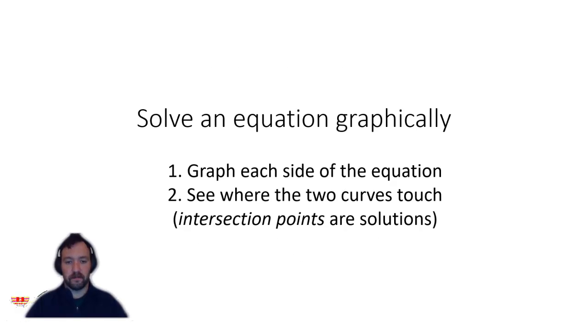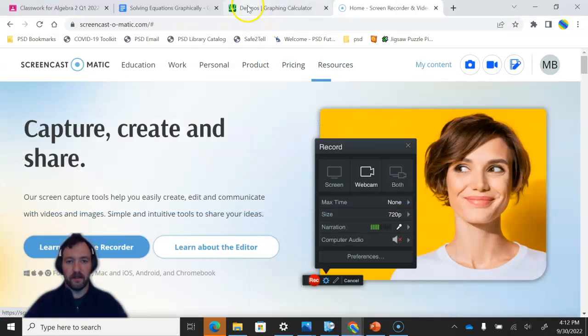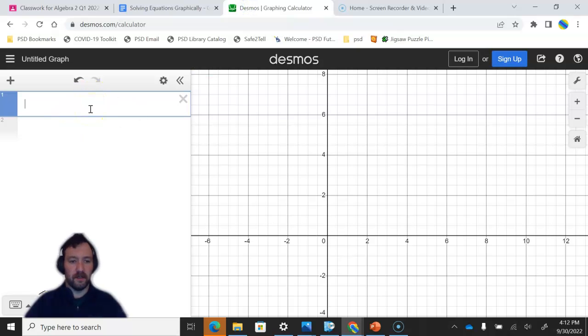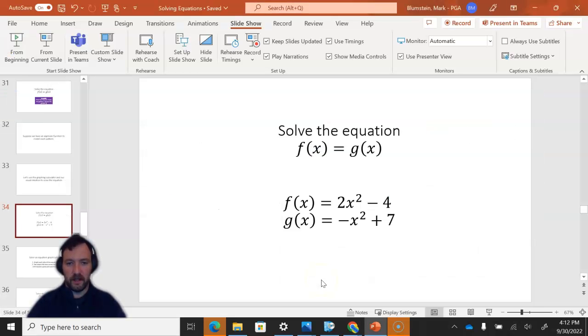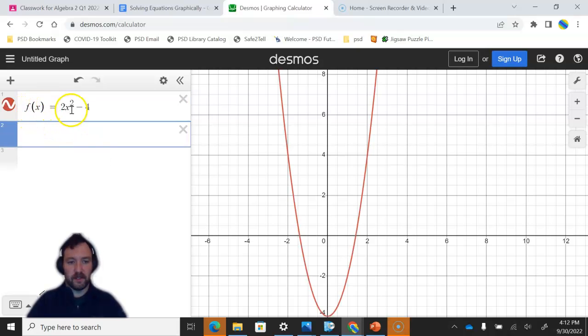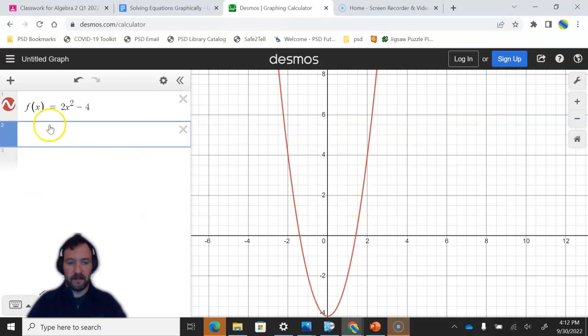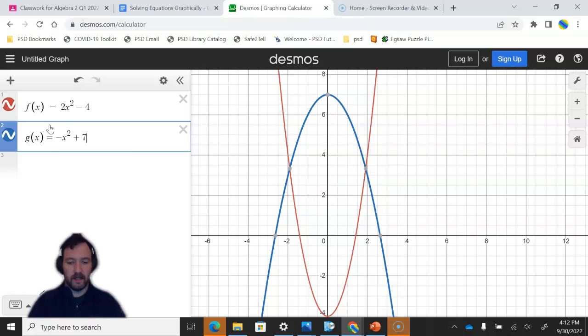So I have these two functions here. I want to know when they're equal. Let me just pop up and go to Desmos to do this. So the first one was f of x equals, what was it, 2x squared minus 4. And notice, I pop in f of x equals 2x squared minus 4, and Desmos gives me this nice red curve. And the second one, g of x, is negative x squared plus 7. So I'm just going to type in g of x equals negative x squared plus 7. And I get this nice blue curve.